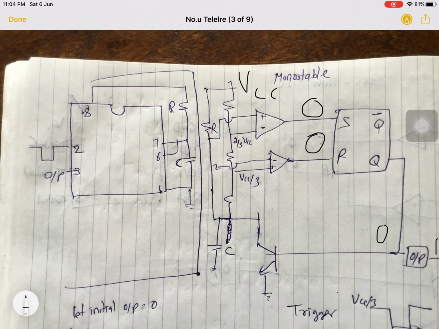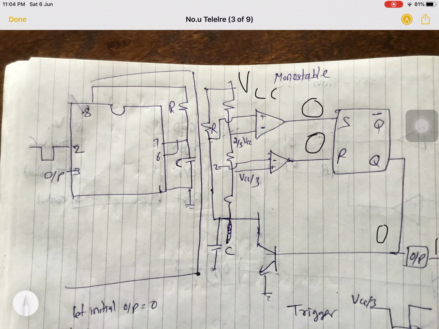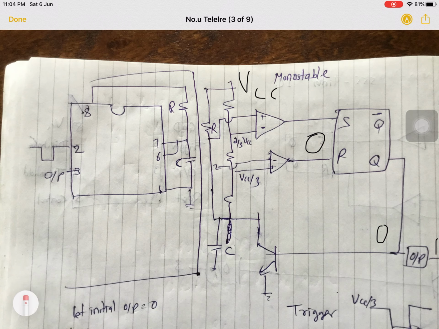Now the capacitor is charging. This capacitor is connected with this path, to the positive part of the first op-amp, the upper op-amp. The negative part is 2 by 3 VCC. As soon as this capacitor is charged up to 2 by 3 VCC, the capacitor will take some time to get charged. But as the capacitor charges up to 2 by 3 VCC and above that, then what will happen? The positive terminal of the first op-amp will have the higher voltage.